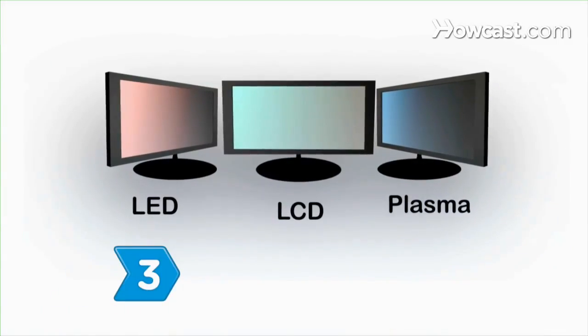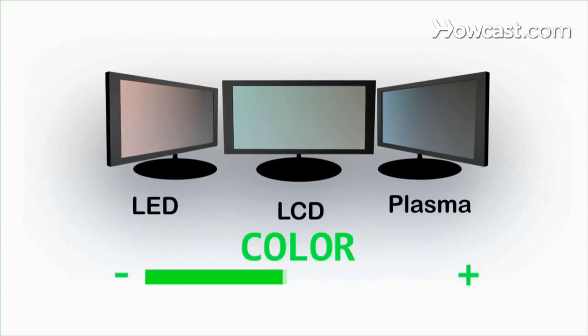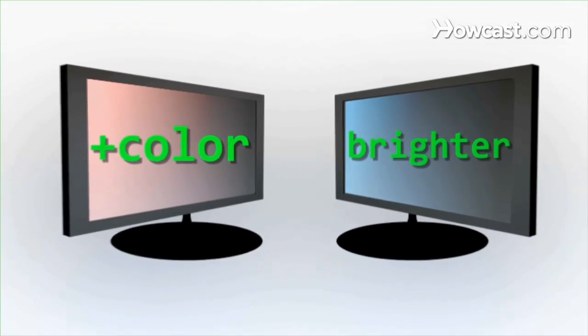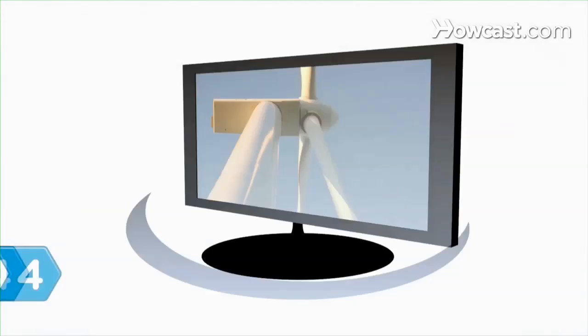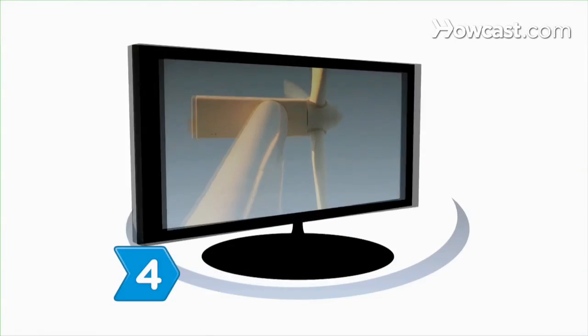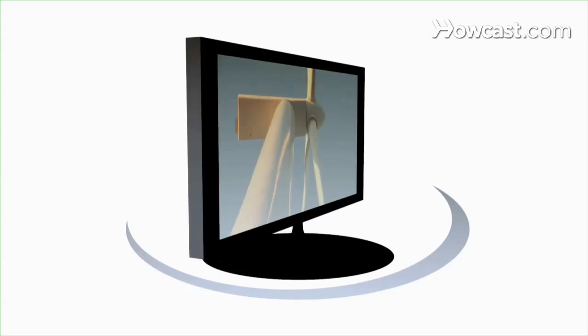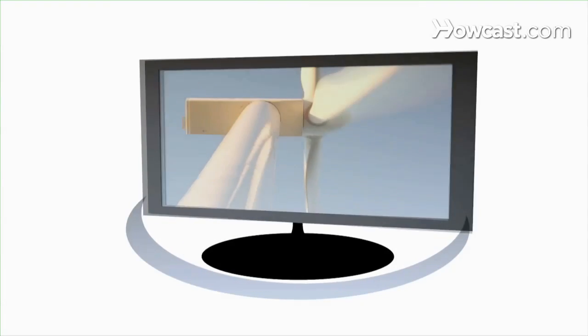Step 3. Watch for color variations among all the makes and models. LED and plasma TVs tend to offer a wider range of color and are brighter than LCD models. Step 4. Test the viewing angles. Plasma TVs usually rate the widest viewing angles, but each television will look different regardless of ratings.